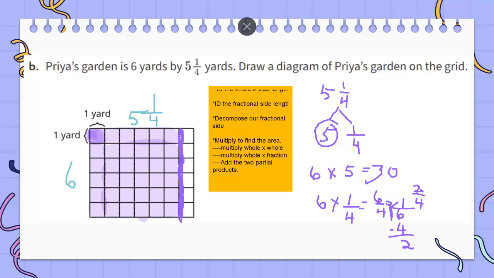Now let me move my arrow so that you can see that. Now let's go ahead and do our final step, which is to add the partial products. So that will be 30 plus 1 and 2/4. That equals 31 and 2/4.